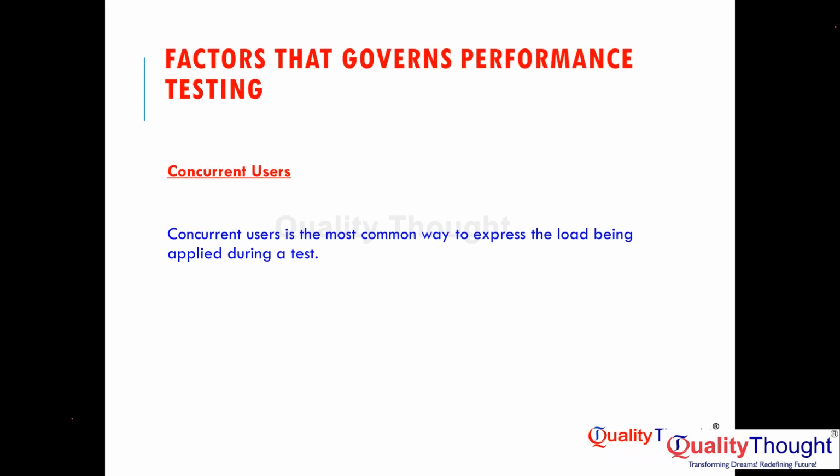The concurrent users is the most common way to express the load being applied during the test. That is nothing but the number of users. But those users need to be active on that particular website. How many users do we need? The active number of users comes under concurrent users. So this is the basic counter of our performance testing. Our testing will start from concurrent users.